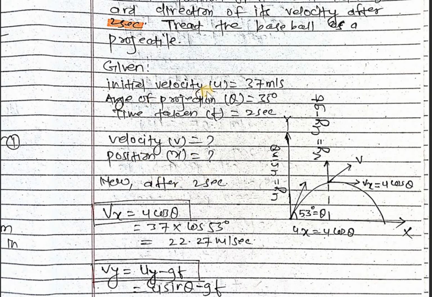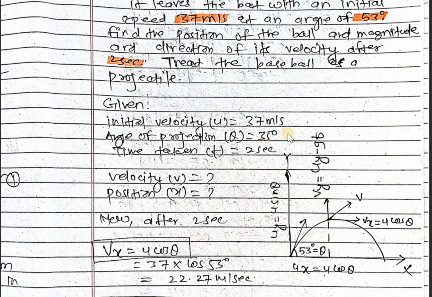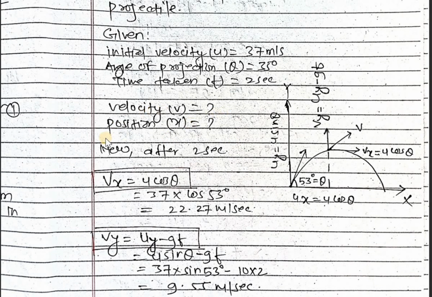The initial velocity equal to 37 meter per second is given, angle of projection theta, this is 53 degree, not 35, this is 53 degree. And time taken t equal to 2 seconds. We have to find velocity and position x. Now after 2 seconds, the horizontal component is u cos theta and the vertical is u sin theta.